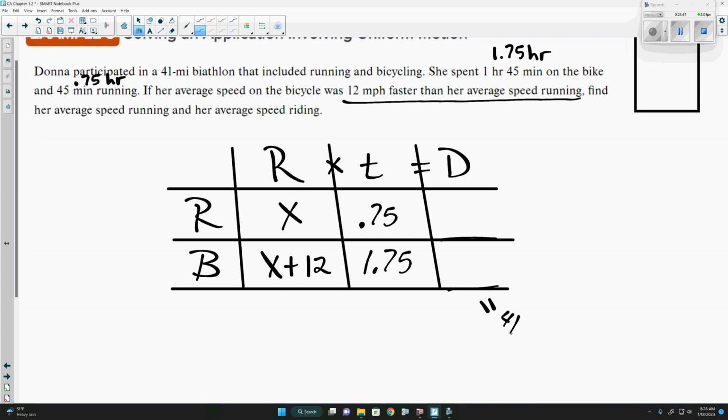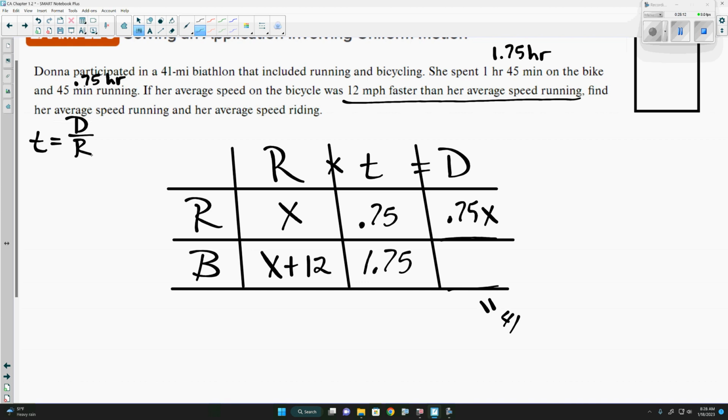Distance, yes? So let's do it. Rate times time, x times 0.75 is 0.75x. And a lot of these problems will end up having to multiply or divide. Because if they gave us the rate and distance, well, we can put this off to the side. Time is equal to distance divided by the rate. We can manipulate it to get what we need.